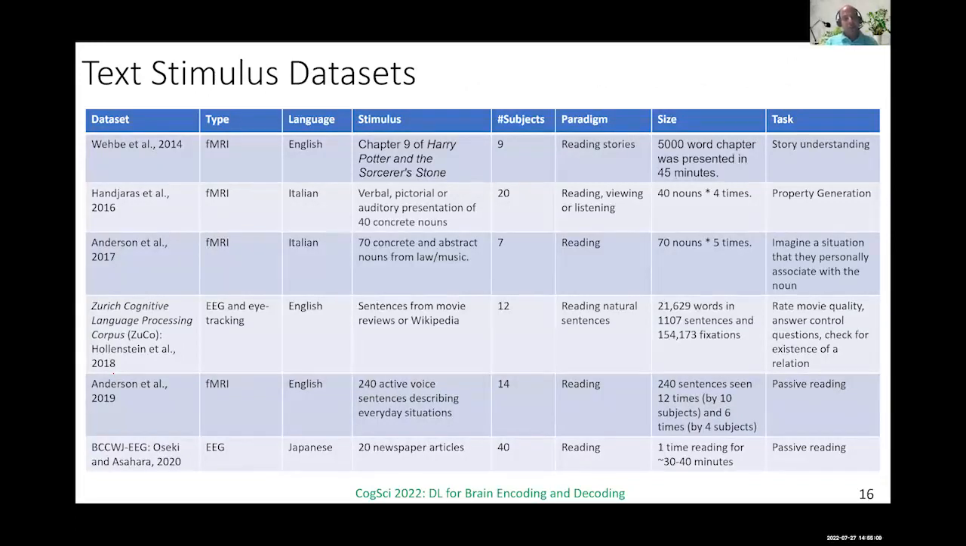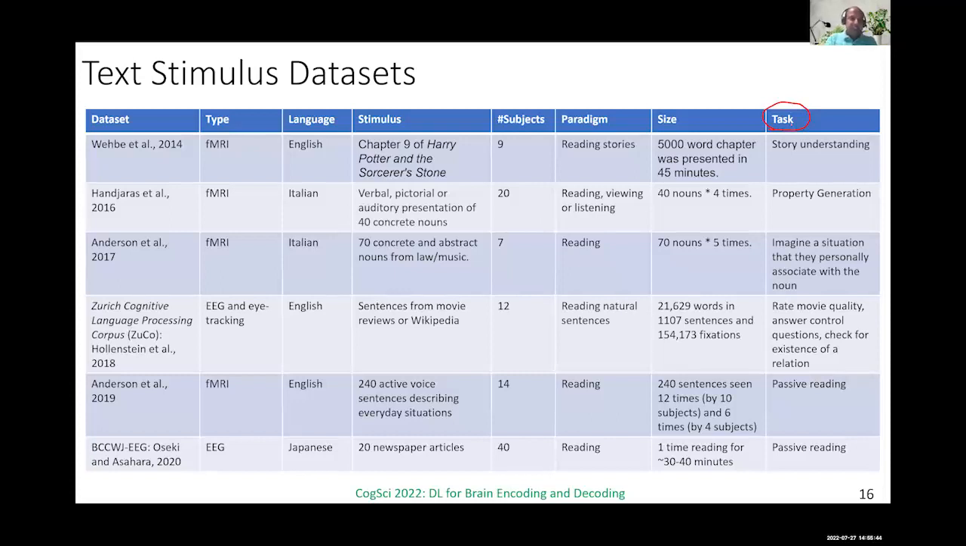So let me talk about a few text stimuli data sets. Now, there are several of them, of course, as you see them here. The way we have arranged them is to put up the data set, the type of the data set, language, stimulus, number of subjects, the paradigm. So essentially, what are the subjects told to do? Or rather, what were they mainly doing as an activity? The size of the data. Size of the data sort of tells you how big this data set is, how seriously you could use it, or how more confident you could be in terms of conclusions that you can derive from experiments on these data sets. And lastly, the task. What task were the subjects involved in when the data set was collected?